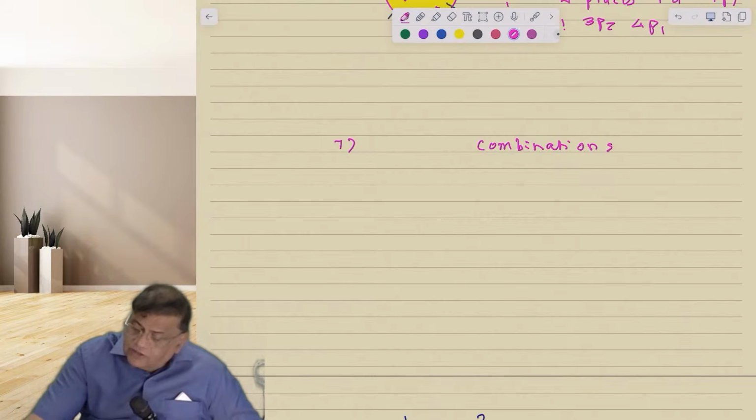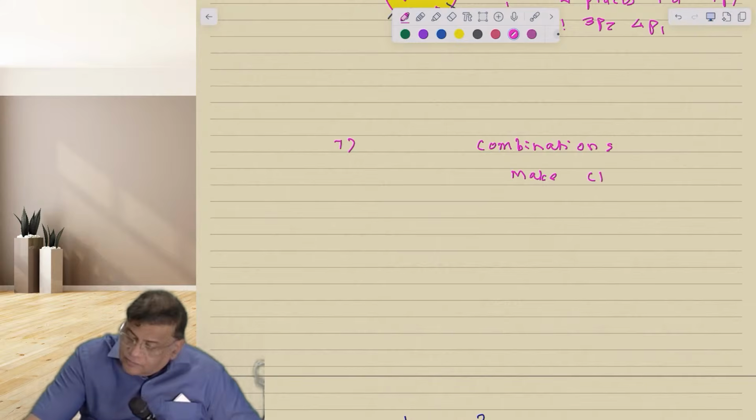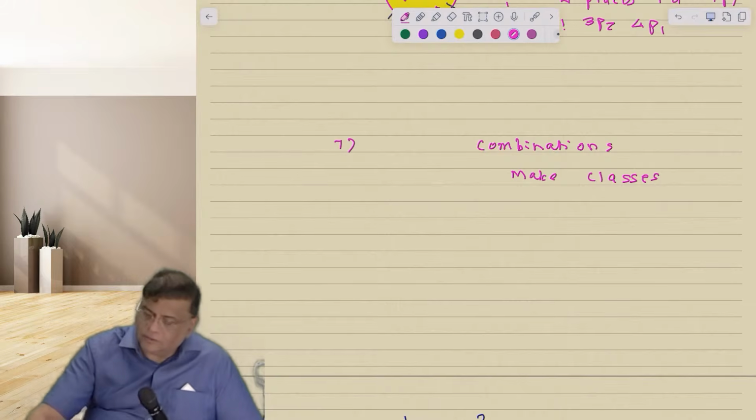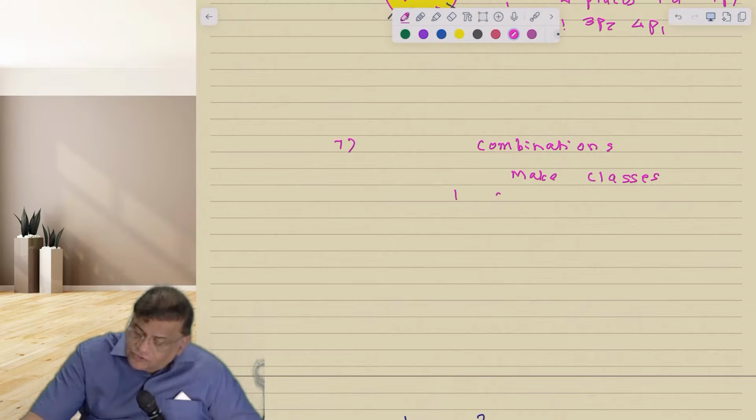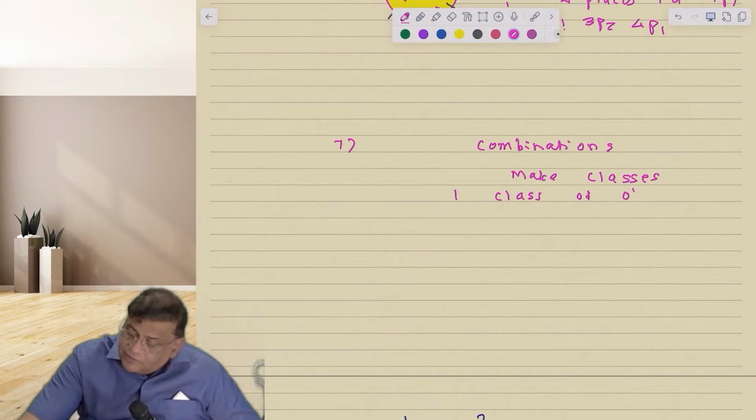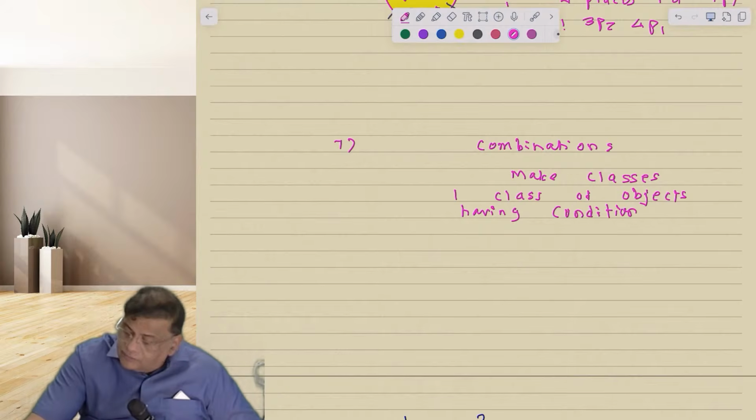Now, whenever there is a problem on combinations, basically you have to make the classes. One class of objects having conditions. Objects having condition. And then other class of other.